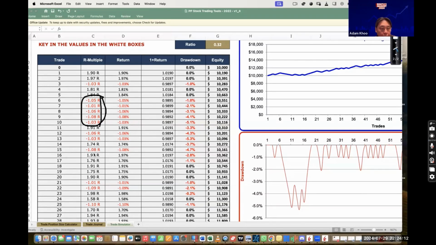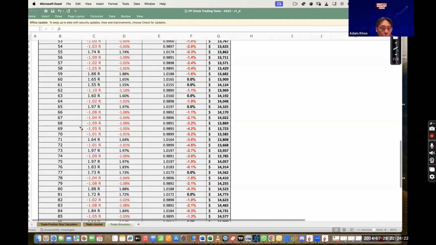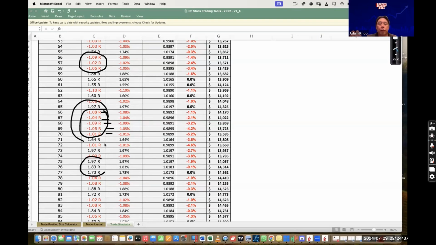Losing streak, winning streak, right? Look at that. You get losing streaks. You get winning streaks. And a lot of people, if they're not trained psychologically, when they get losses, what happens? They get emotionally affected. And then they deviate from the plan, they stop following the rules, and they mess up the whole system. That's why I say a big part of it is psychology.